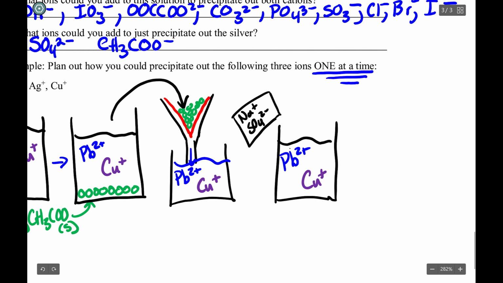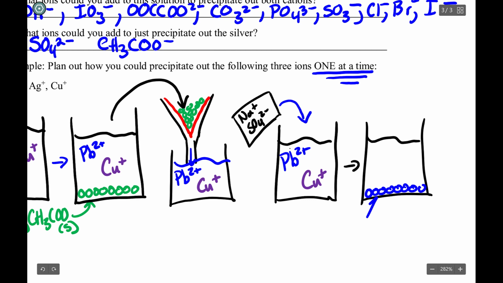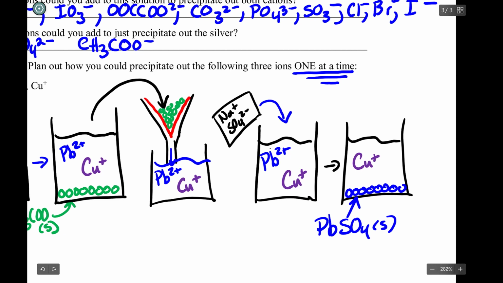So I'm going to pour in a solution of sodium sulfate. I'm going to pour this into here, and what would happen is now at the bottom of my beaker, I would have lead sulfate precipitate. So this would be PbSO4 solid, and then the copper 1 would be left behind.